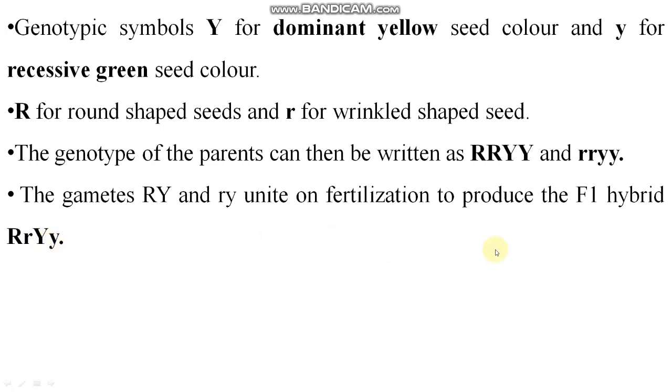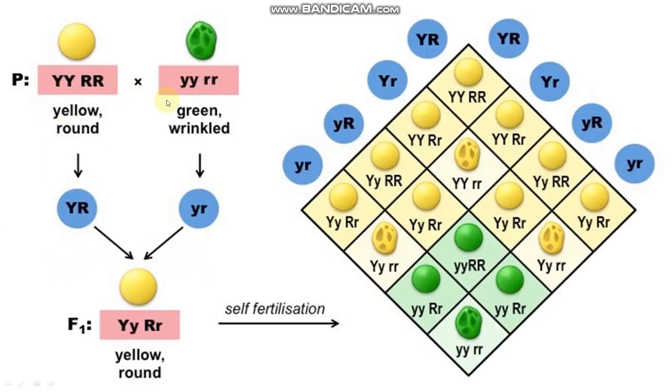Clear? I hope these things are clear to all of you. If you have any problem, please discuss with me. You can call me, you can message me. So see, this is capital Y, capital R. This is a Punnett square board, and it is representing here yellow round seed. This is the parental genotype capital Y capital R, yellow round, and here green wrinkled.